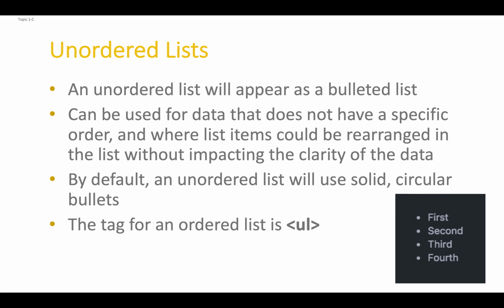An unordered list will appear as a bulleted list. It can be used for data that does not have a specific order, and where list items could be rearranged in the list without impacting the clarity of the data. By default, an unordered list will use solid circular bullets. The tag for an unordered list, sorry, I said that wrong before, is UL.